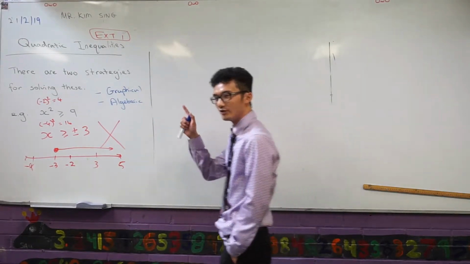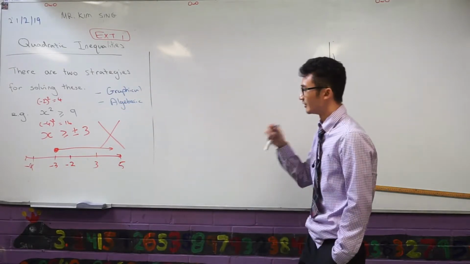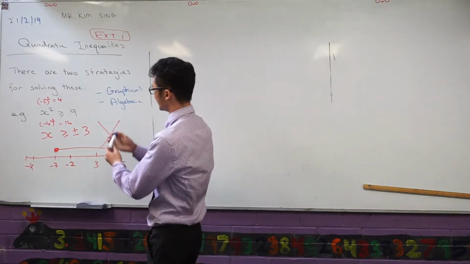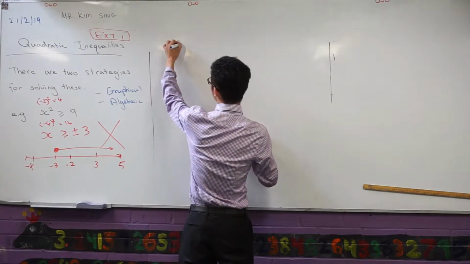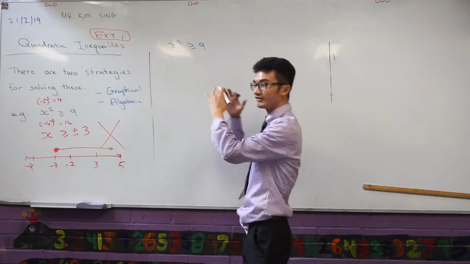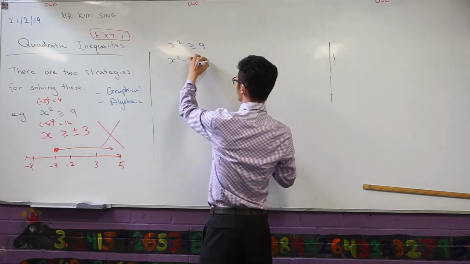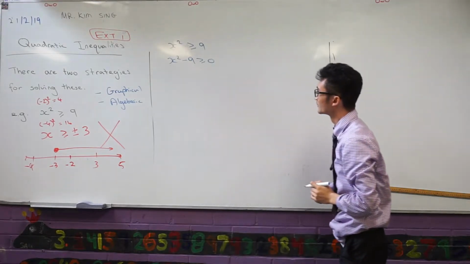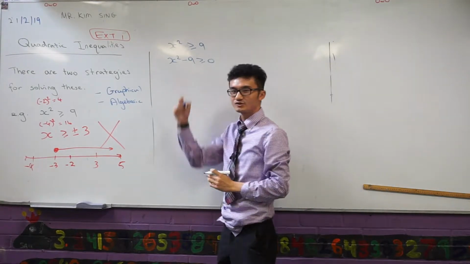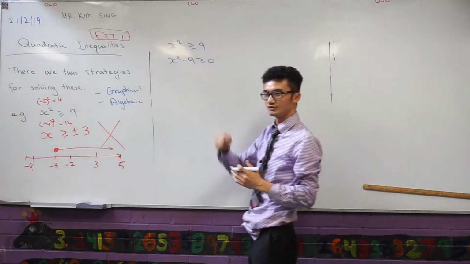Let me show you how we could solve an inequality graphically, okay? Because we're used to seeing equations like this. Now, x squared greater than or equal to 9, I can write that another way. I can write that with everything on the one side as x squared minus 9 is greater than or equal to 0. Okay. When I am solving things, I do like to have things in factorized form. What would this factorize to?